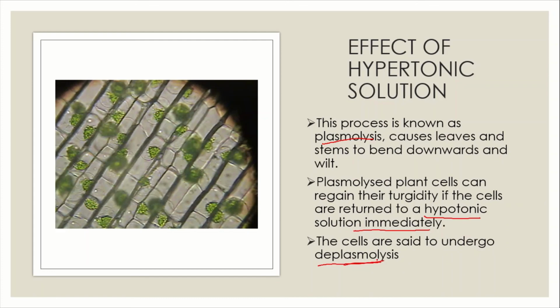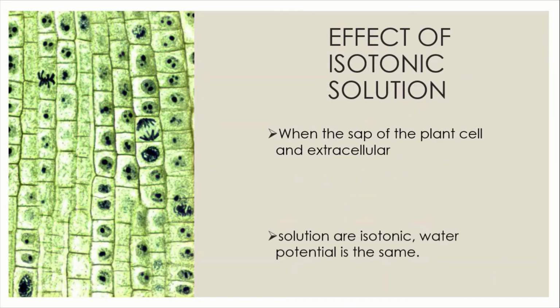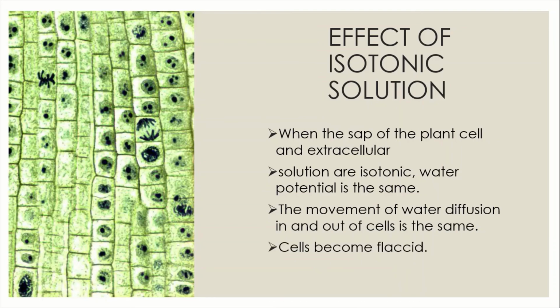Effect of isotonic solution on plant cell. When the sap of the plant cell and extracellular solution are isotonic, water potential is the same. The movement of water diffusion in and out of the cell is the same. And cell will become flaccid. Flaccid means not firm or stiff.